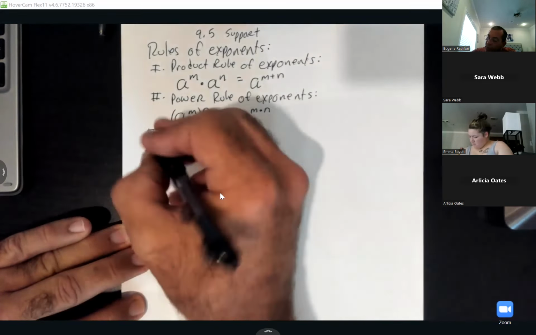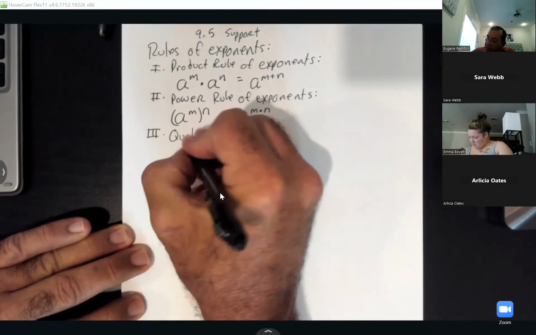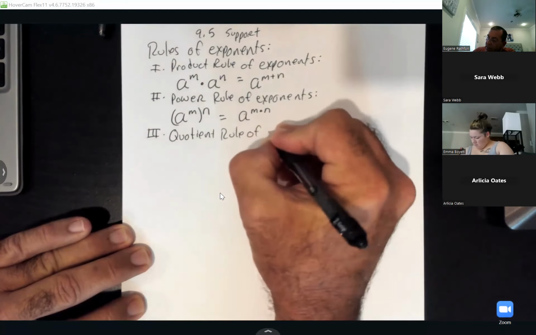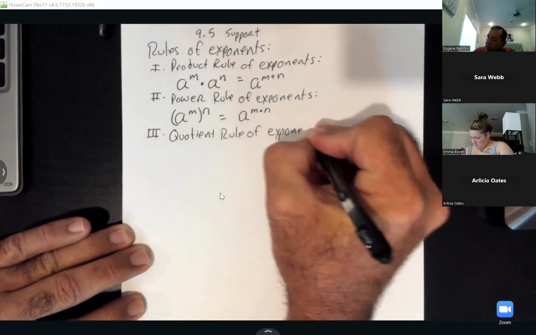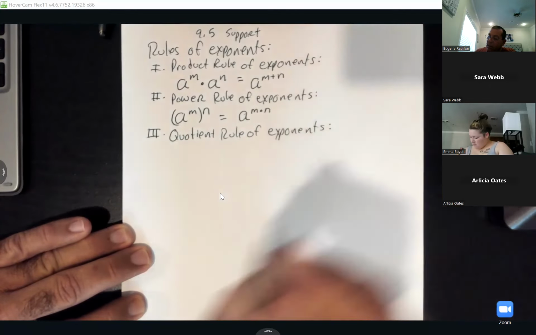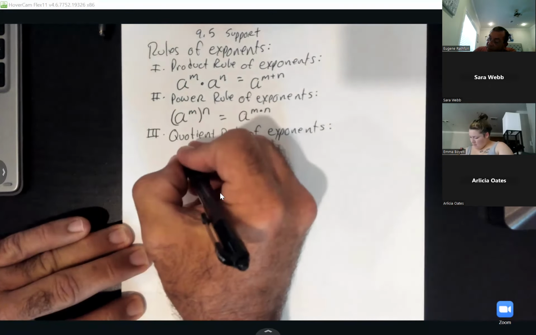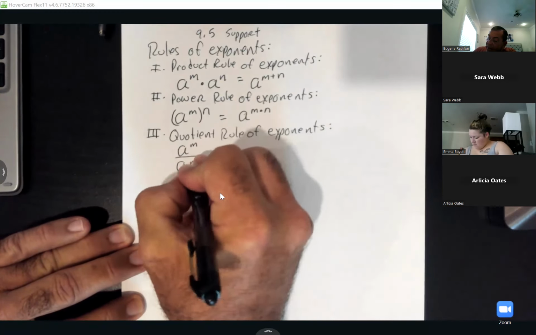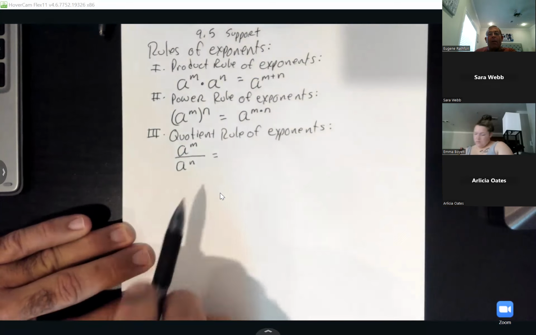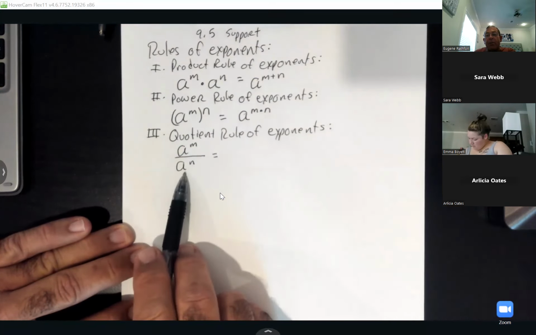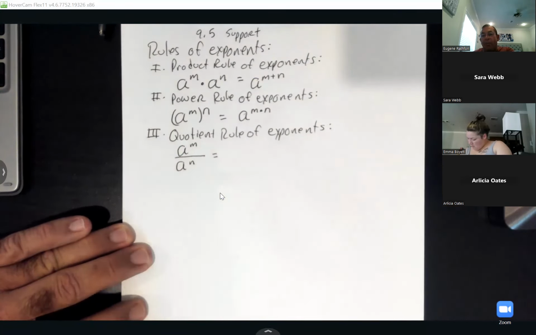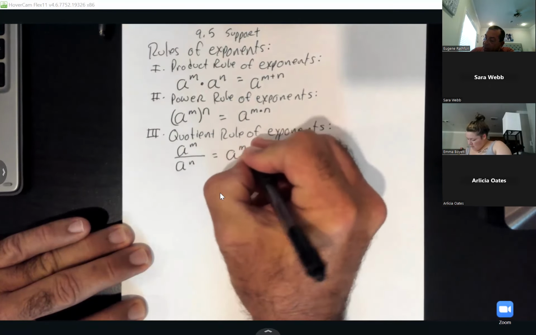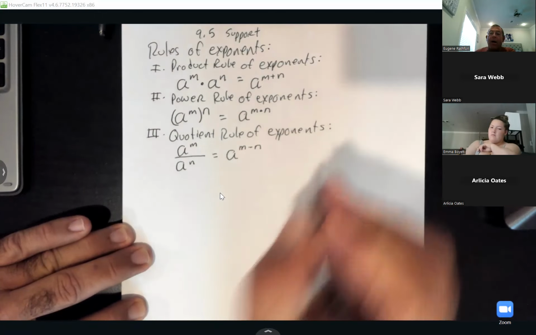We have a quotient rule of exponents. So this is when we're dividing. So if I got an a to the m divided by a to the n, well, when we're dividing the variables that have exponents, we subtract the exponents. And it's always the top exponent minus the bottom exponent.